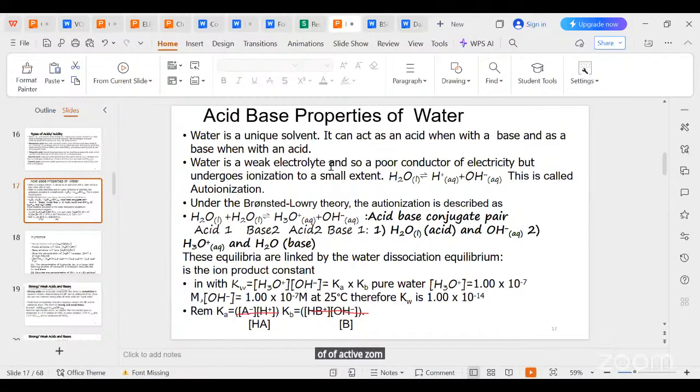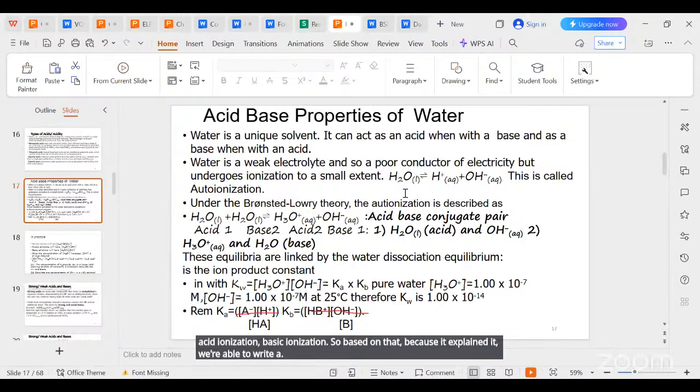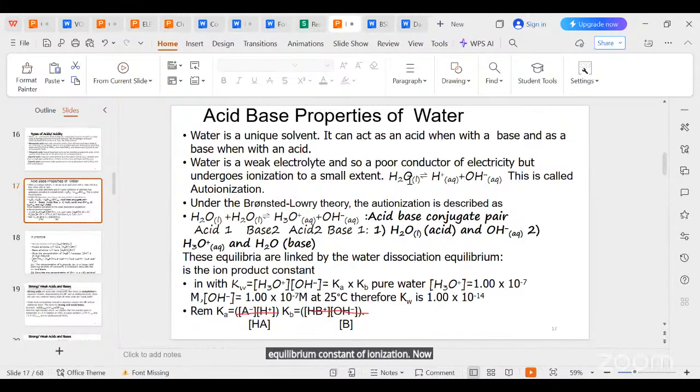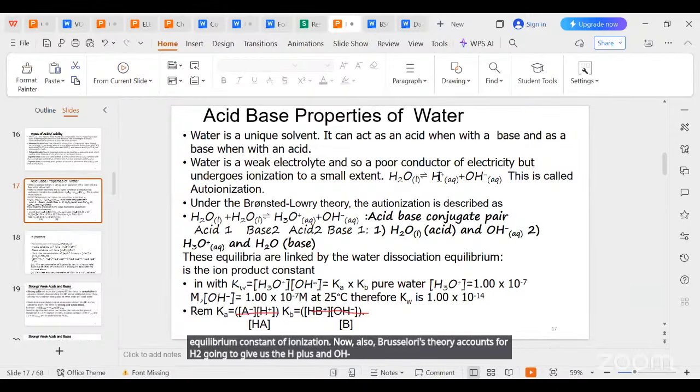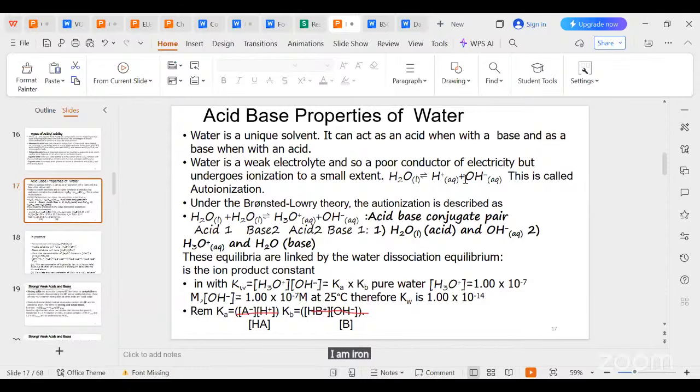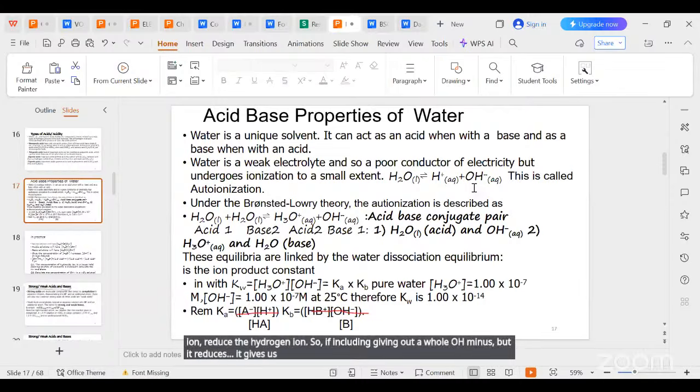acids and bases. For example, I told you of autoionization. I told you of acid ionization and basic ionization. And so based on that, because it explained it, we're able to write equilibrium constant of ionization. Now, also because Bronsted-Lowry theory accounts for H2O going to give us the H plus and OH minus, because those are anything that can increase the hydrogen ion, or reduce the hydrogen ion, even including giving out an OH minus, so that it reduces the hydrogen plus. We say it is a base.